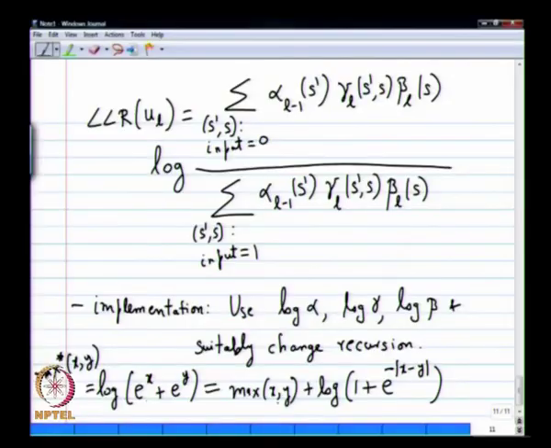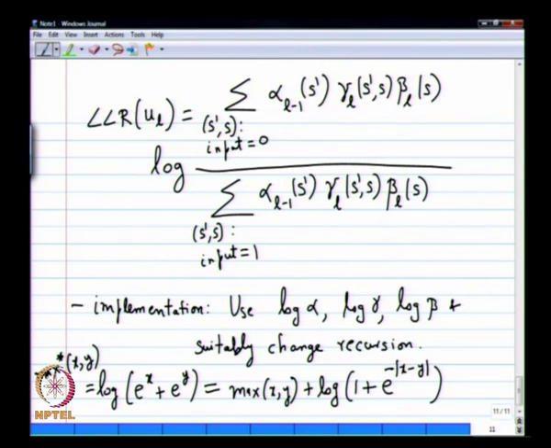So it is almost max except for a small alteration. 1 plus e power minus mod something, so it cannot really go very large. The maximum value for this is 2, 1 plus 1. Log 2 base e is also very small, so it cannot be a very large number. It is almost like max, except for this nonlinear term that is adjusted.